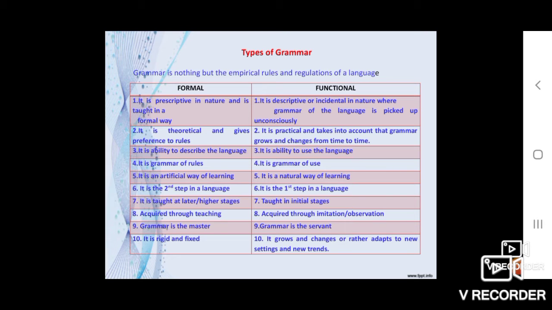This is the short and transparent difference between these two types of grammar. One is prescriptive, whereas the second one is descriptive or incidental.